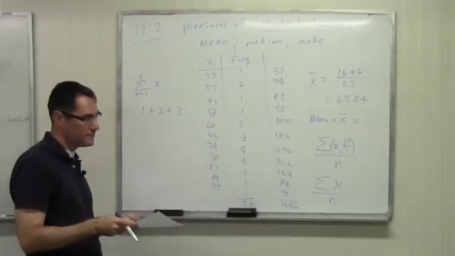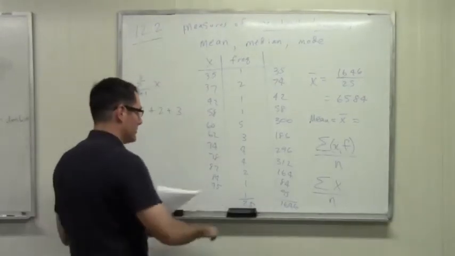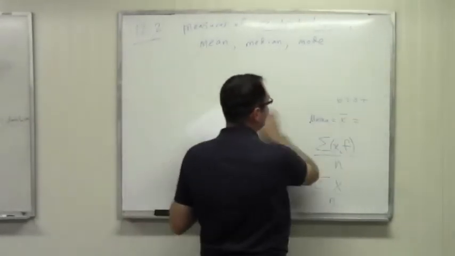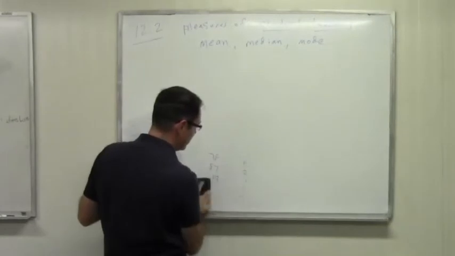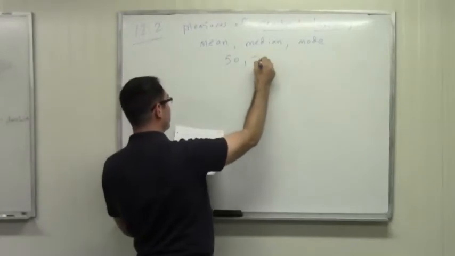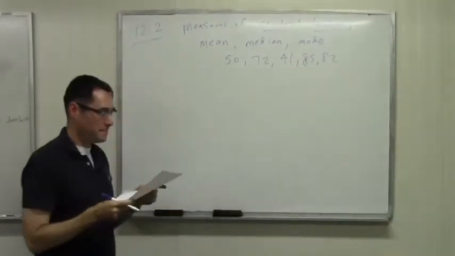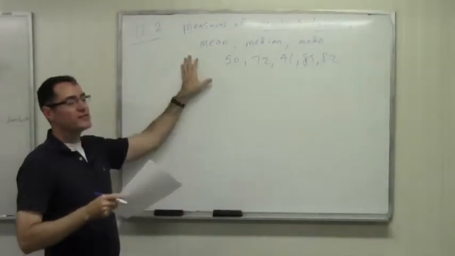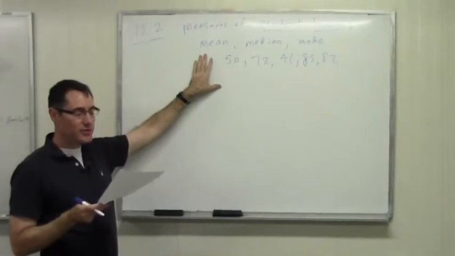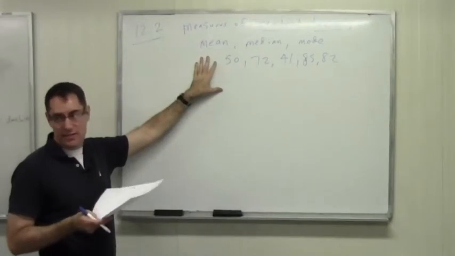All right. Let's do another example. Let's talk about exam grades again. I know, bad subject right now. Let's say somebody scored 50, 72, 41, 85, and 82. Okay? We could easily find the average of that, right? But here's the question. What score does this student need on another exam to average 70%?